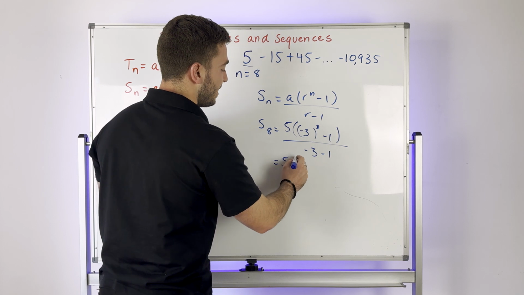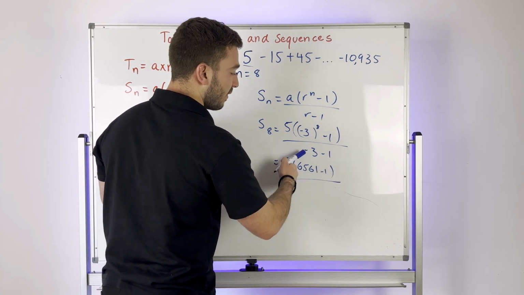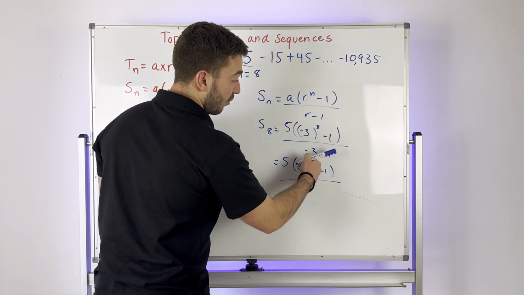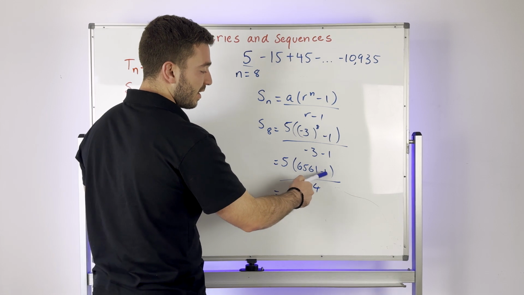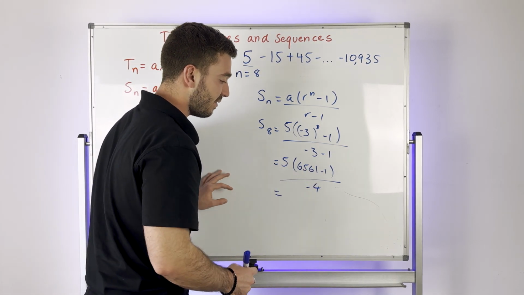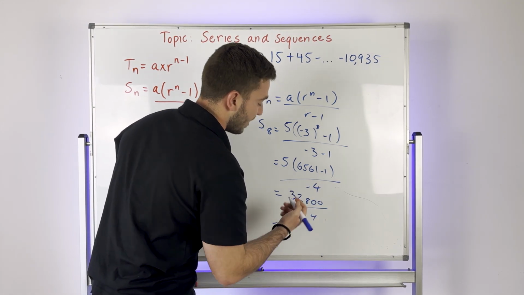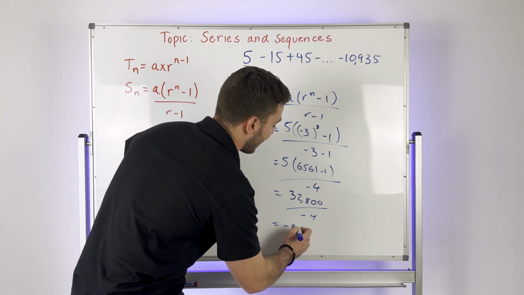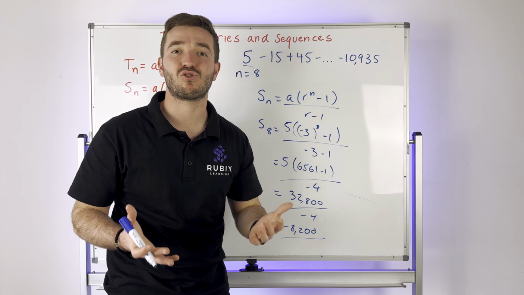So simplifying from there, that is 5 times negative 3 to the power of 8 is 6,561, minus 1, over minus 3 minus 1, which is minus 4. Simplifying from there, 6,561 minus 1 just gives us 6,560, multiplied by 5 is going to be 32,800, divided by negative 4, and simplifying that, we just get minus 8,200. That is the sum of this geometric series.